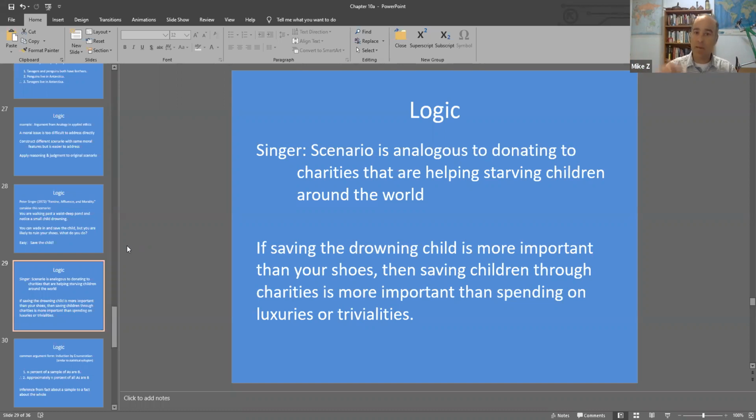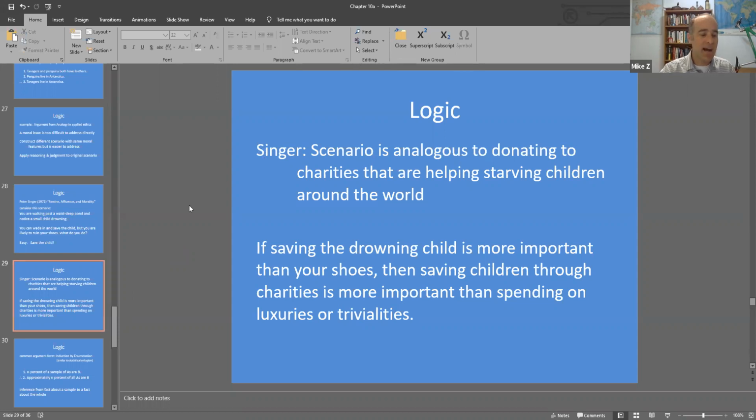Now you can already maybe start thinking of some ways in which these are disanalogous, right? There might be some differences between the shallow pond situation and the donating to charity situation. And I encourage you to take an introductory ethics class, in which you almost certainly would address this issue. It's really common for this argument to be presented in those classes. And you can talk about that. You can get up some debate as to whether this is a good analogy and whether we should accept Singer's conclusion or not.